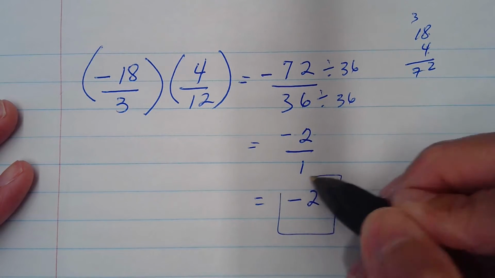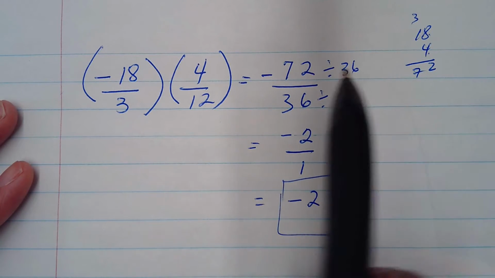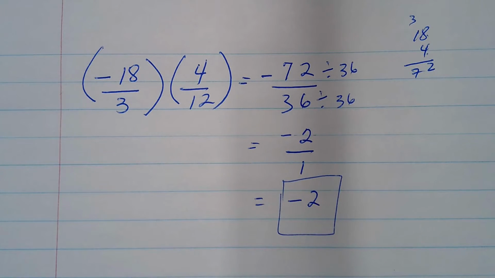So we get the same answer, but I find with this one we ended up having big numbers to deal with, right? So reducing first or along the way helps a little bit more. We got the same answer, right?